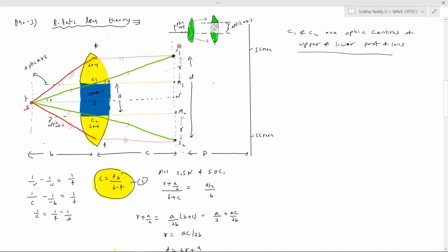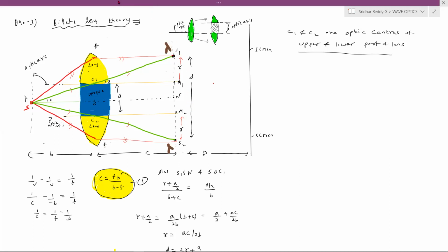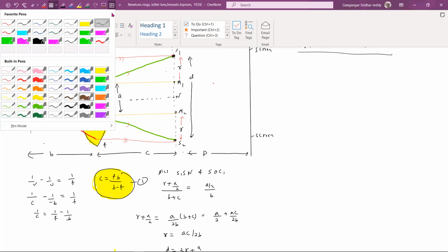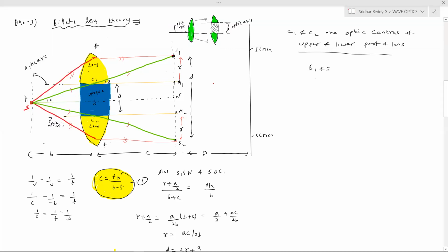S1 and S2 will be coherent and will also have wavelength lambda. S1 and S2 will become coherent sources of light produced by the Billet's lens. Getting the idea? This will be okay.